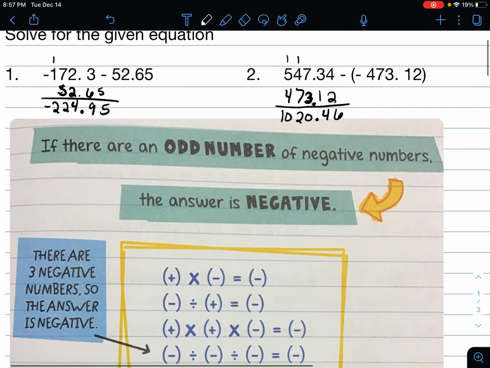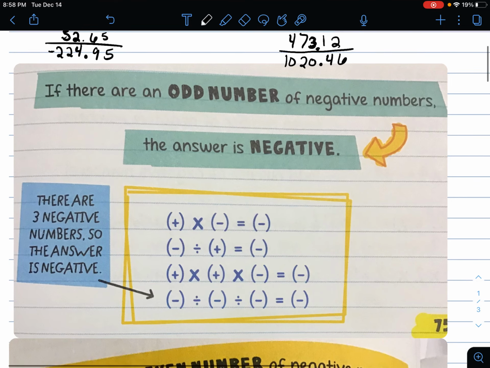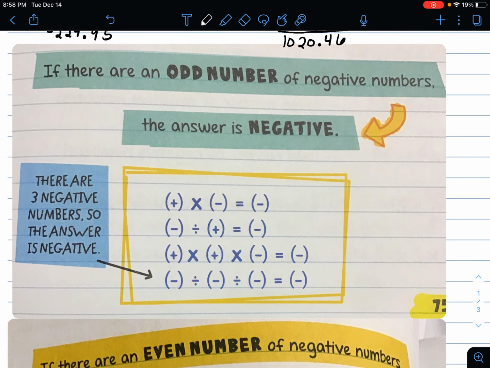Okay. So negative numbers. It says if there are an odd number of negative numbers, the number is negative. So this is talking about multiplying numbers, positive and negative numbers. So if it's a positive times a negative, there is one negative number, which is an odd number. Therefore, the outcome is going to be negative. Same with division. Negative divided by a positive is going to be a negative. Positive times a positive times a negative is going to be a negative. Once again, there's one negative, which is an odd number of negative numbers.